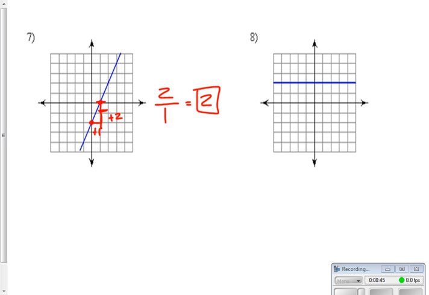Example 8, really don't need to look for 2 points that I know exactly what they are. Reason being is I know exactly what that slope is. We know that every horizontal line, the slope is 0, or it has no slope. This concludes finding slope from a graph, rise over run.